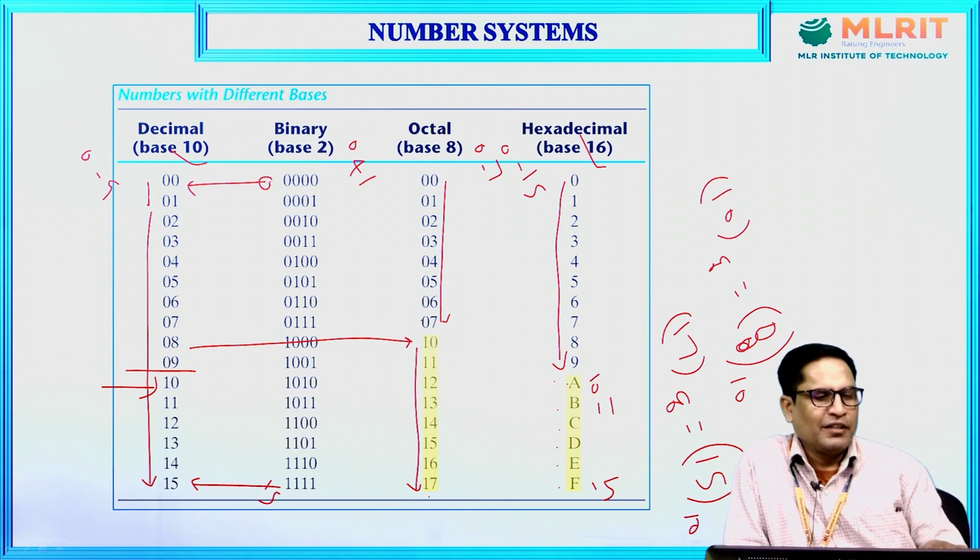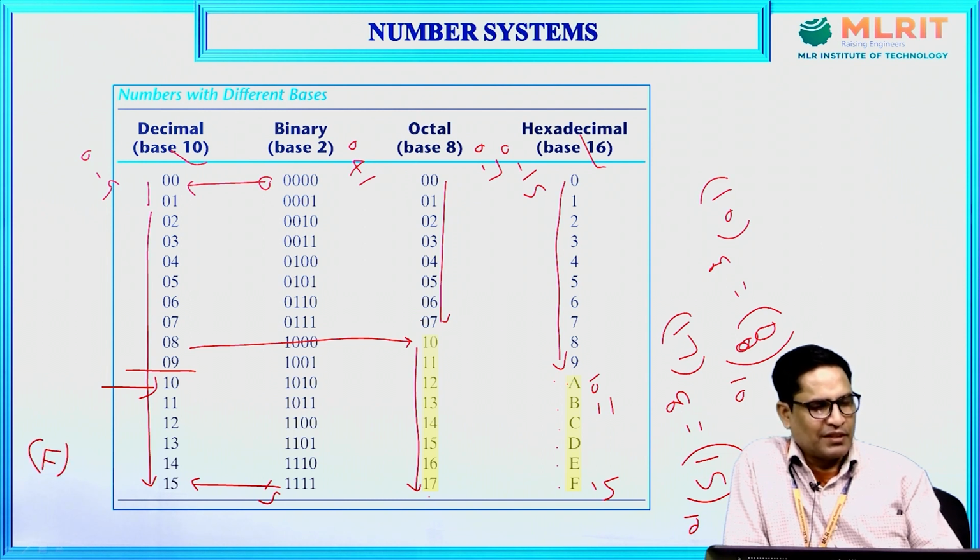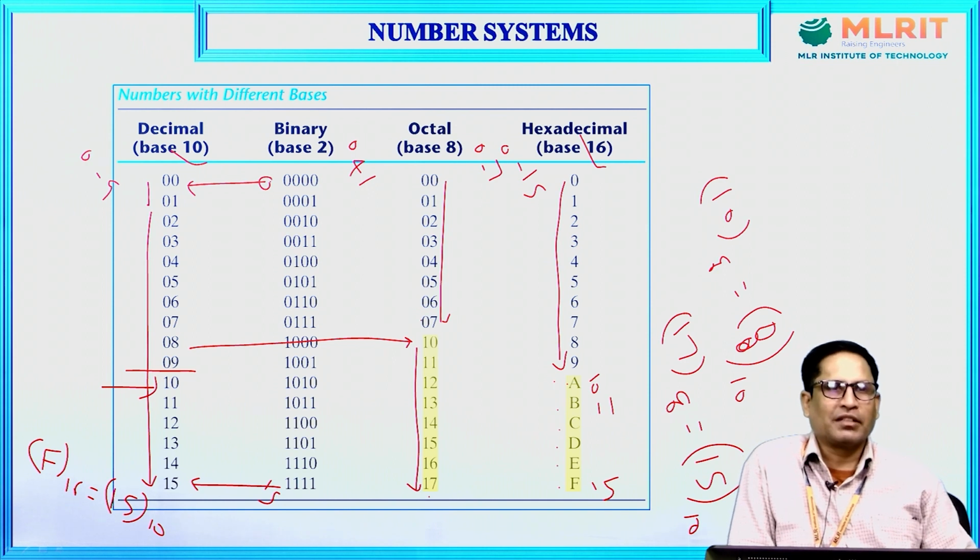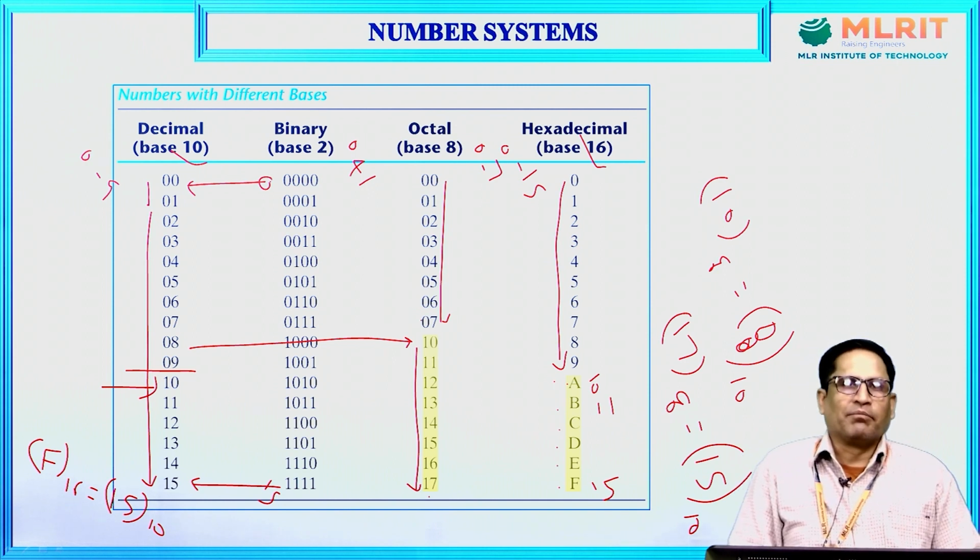Similarly, after going through the code conversion, we are going to justify that F written in the hexadecimal number system is going to be 15 in the decimal number system. This we will discuss once we complete the code conversion in lecture 2.